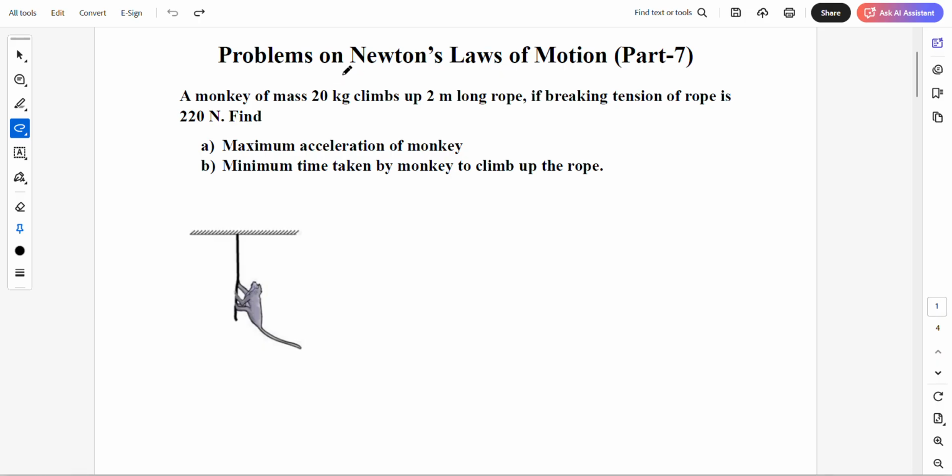Today we'll be seeing some important problems on Newton's laws of motion. This is part 7 of the video. We'll solve problems on monkey and rope. This is the first problem.